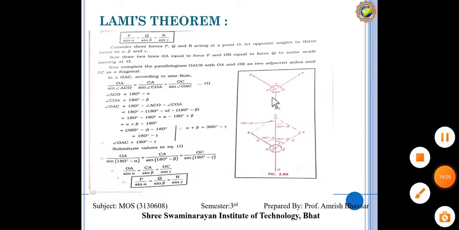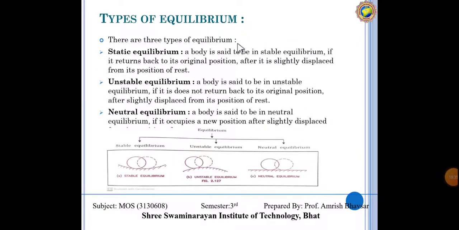Clear, everybody? Okay. Now the next thing is the types of equilibrium. Here there are three types of equilibrium. First one is stable equilibrium. A body is said to be in stable equilibrium if it returns back to the original position after it is slightly displaced from the position of rest. Unstable equilibrium: a body is said to be in unstable equilibrium if it does not return back to its original position after being slightly displaced from the position.